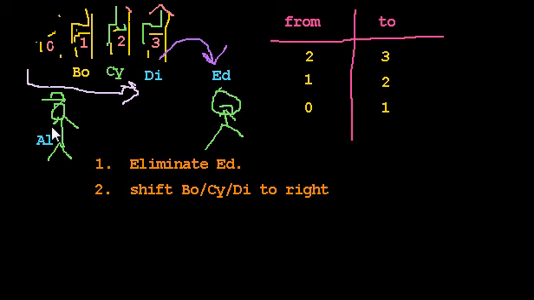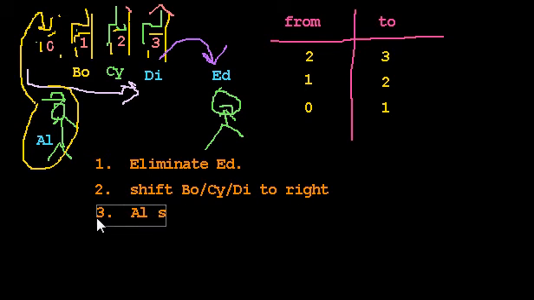And now we've got Al over here who can finally sit down. So Al can now sit in what is left of seat 0 over there. So that's our third step. Al sits in seat 0. So that's the plan.